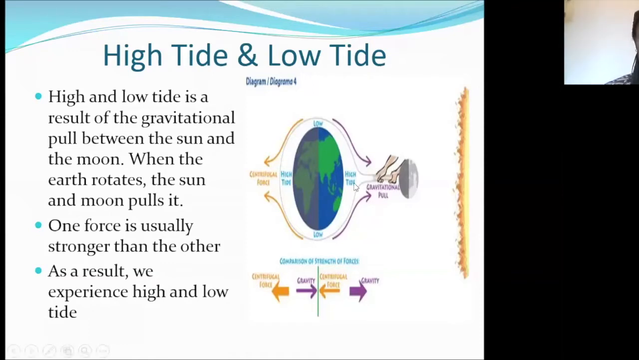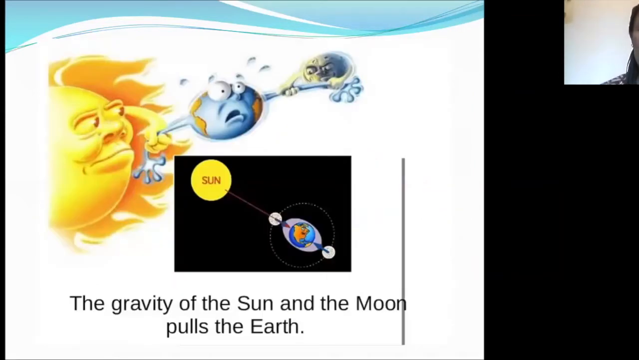On the west and east side, you can see we're experiencing high tide, and on the north and south, we're experiencing low tide. I will further explain it in the next slide. One force is usually stronger than the other. As a result, we experience high and low tide. So if you look at this slide here, you can see the sun and the moon pulling the Earth. So that's how we have, it's almost like a tug of war. So that's how we have high and low tides.